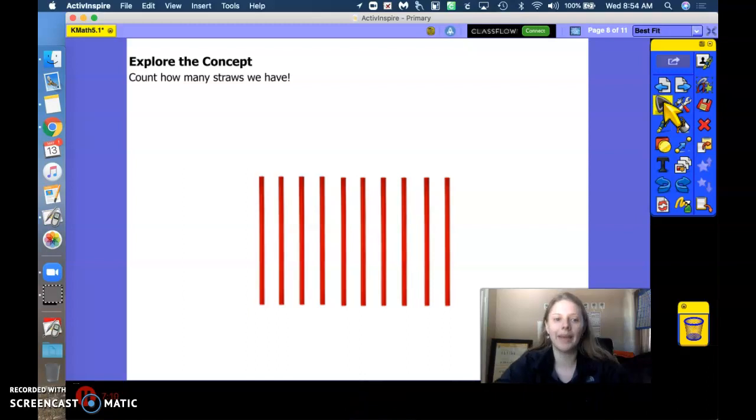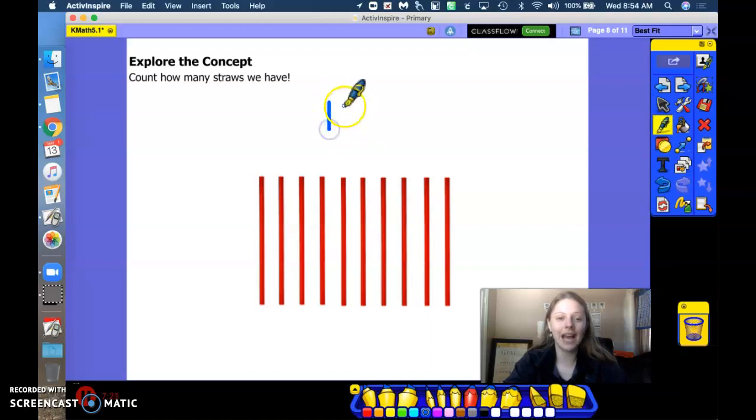All right, go ahead and count for me. How many straws do we have? Ding, ding, ding, good job. We have 10 straws. Now, a strategy to count these straws would have been to count one by one. 1, 2, 3, 4, 5, 6, 7, 8, 9, 10. And that's a perfect strategy. Some of you might have tried to group them, see if you could find 5, and then see that the rest were 5. And so knowing that 5 and 5 makes 10, all of those are great strategies.